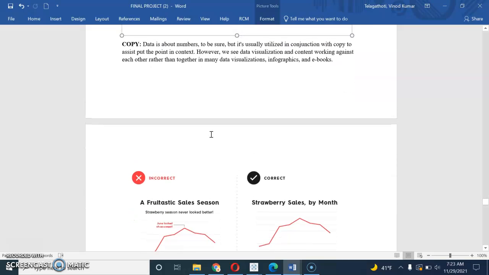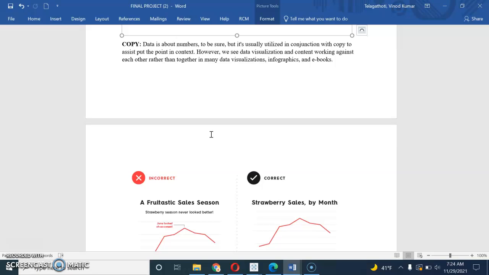So copying data is all about numbers to be sure, but it's usually utilized in conjunction with the copy to put it in context. However, we see data visualization and content working against each other rather than together in many data visualizations. So keep the chart and graph heading short and sweet. It's not necessary to be witty, eloquent, or punny. Any descriptive language above the chart should be succinct and relevant to the chart. And it should be used on purpose to draw attention to important information or to provide more context.